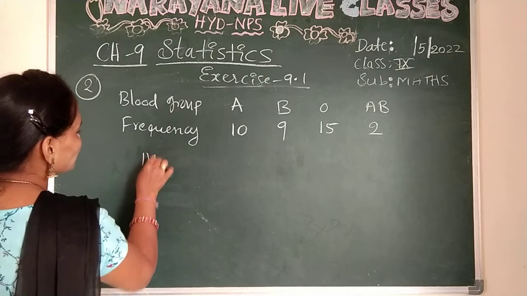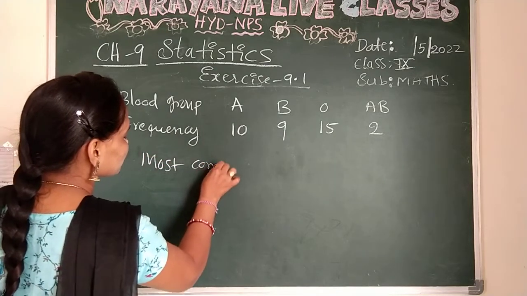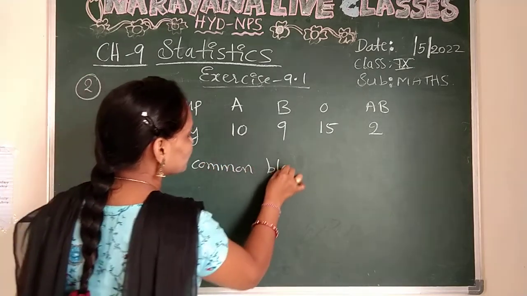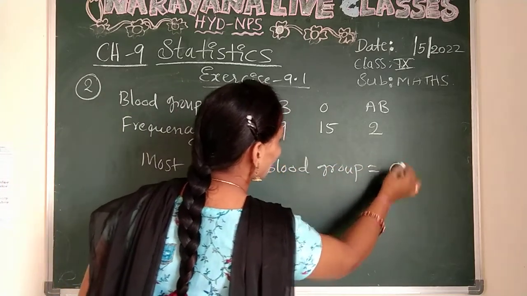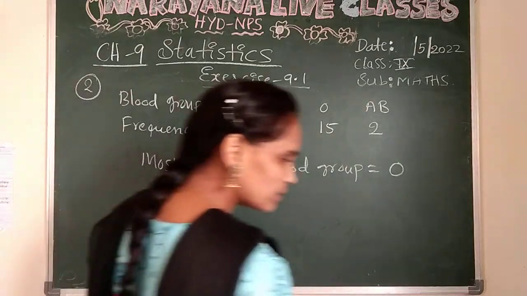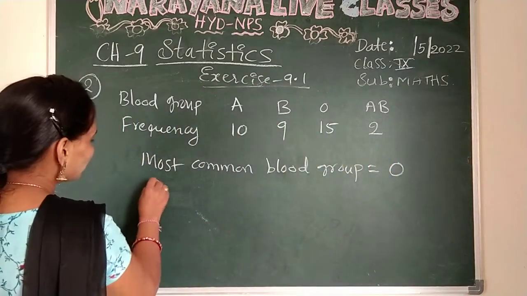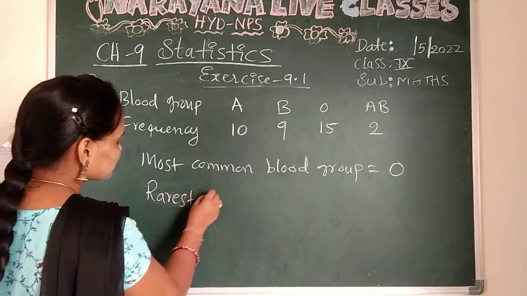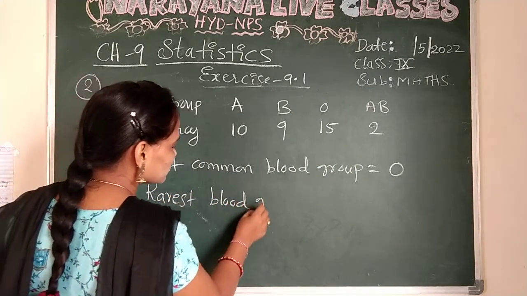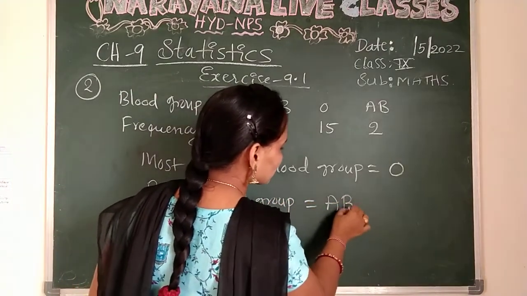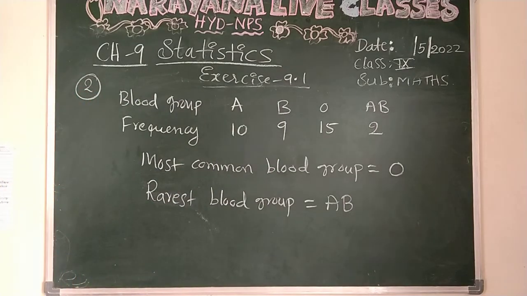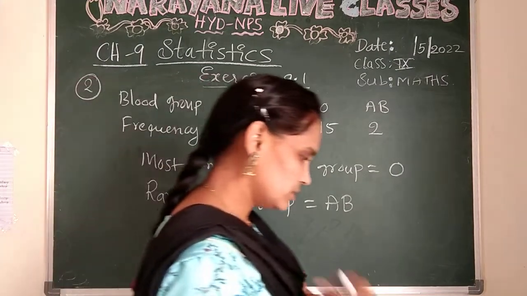Okay. So the most common blood group is O, and the rarest blood group is AB. This is the rare blood group, AB. Okay. Like this we should write the answer for the second question. Next, third question.